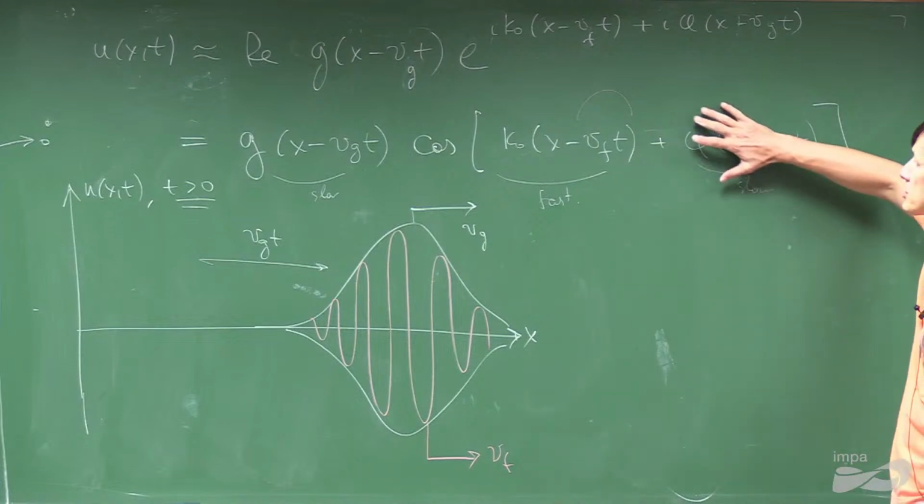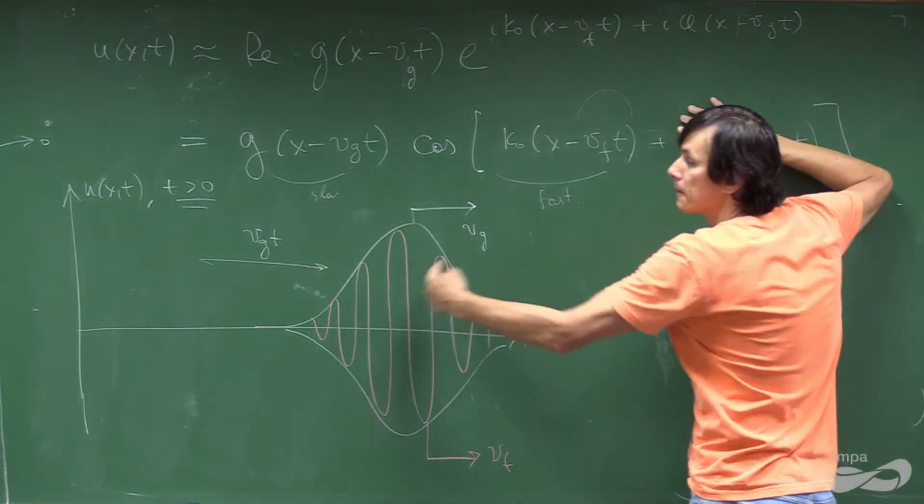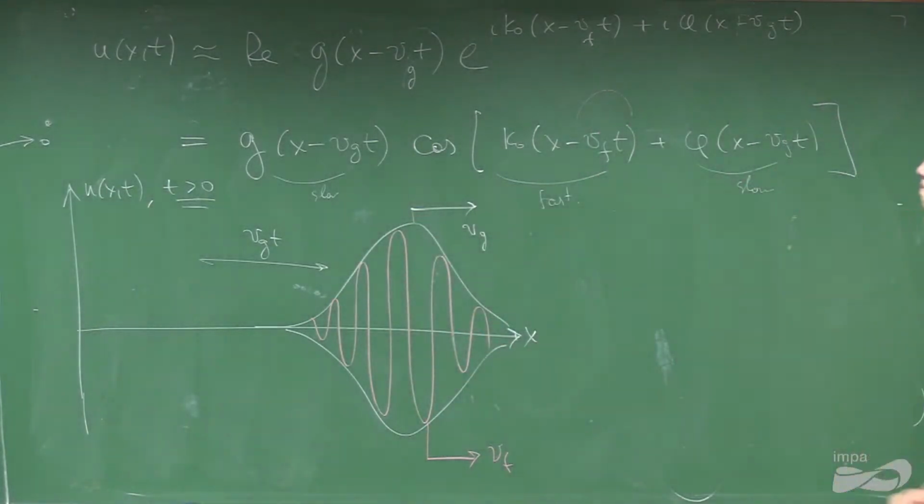Usually, this can be disregarded in the first order approximation, because this is most important. And this is also important because it gives you the phase.